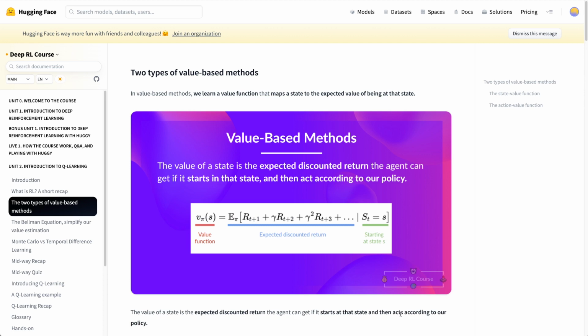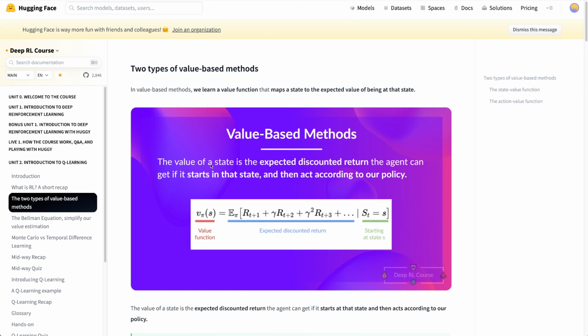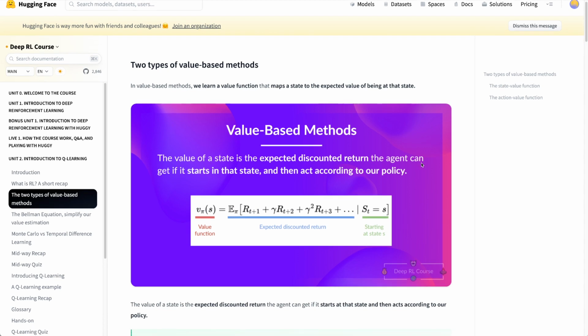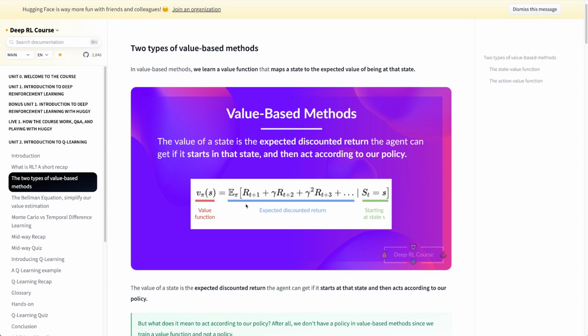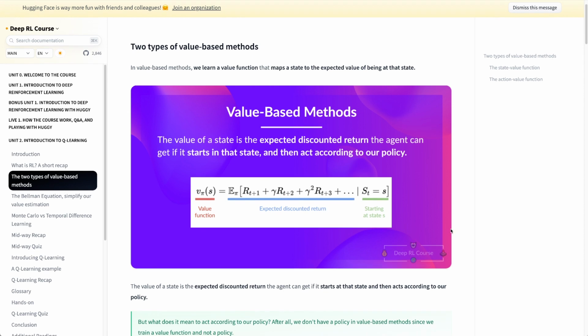In value-based methods, we learn a value function that maps a state to the expected value of being at that state. The value of the state is the expected discounted return that an agent can get if it starts in that state and then acts accordingly to our policy. This is a very familiar picture of discounted rewards, where each reward is discounted by some gamma, and then we add up all these rewards, and that becomes the value.